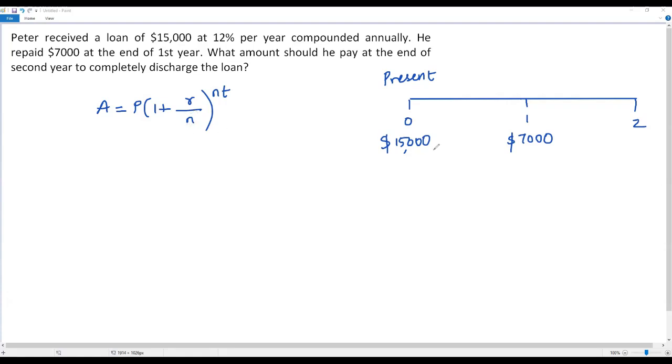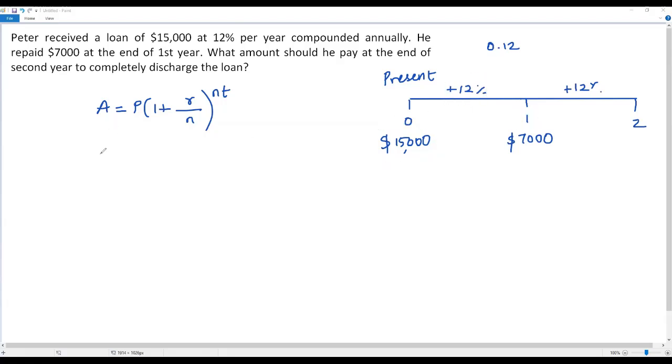Okay, now what we have to do is find the value of the loan, this $15,000, at the end of the first year. The question also says the rate of interest per year is 12%. That is, interest is charged at the rate of 12% per year for the first year and also the second year as well. So the decimal form of this 12% is 0.12. Now let me find the value of this loan, $15,000, at the end of the first year, that is, adding a 12% interest rate.